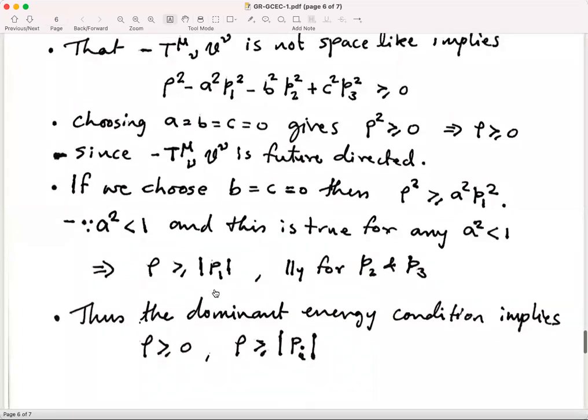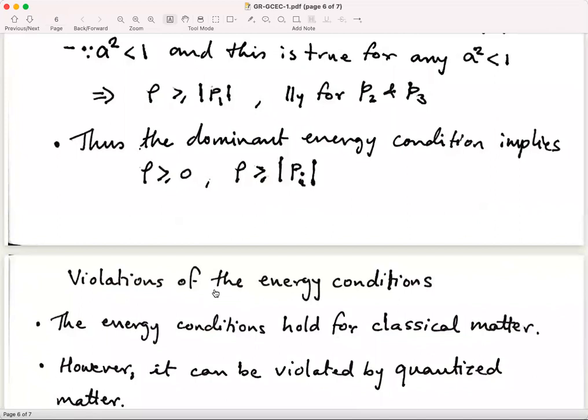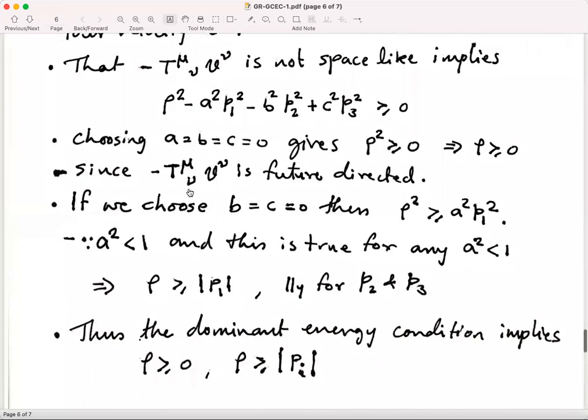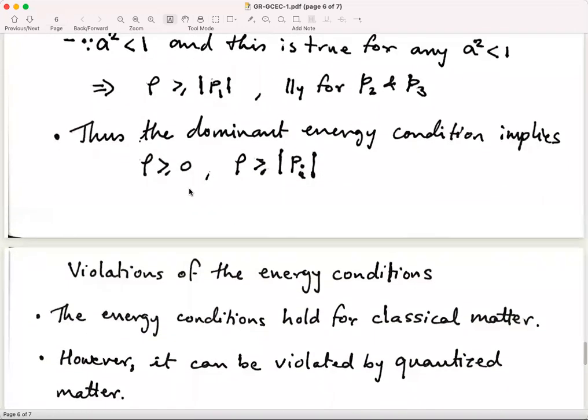Fine. Now the question is, are these conditions necessarily valid all the time? The answer is that yes, they are necessarily valid if you are considering classical matter, because these are conditions that we impose by hand. However, that's not true if you are studying quantized matter. Remember, we are not talking about quantum gravity; we are still talking about quantized matter in the presence of gravity. Gravity could still be classical, or just a fixed curved background, not even dynamical. Even then, if you are studying quantum field theory in the background of such a curved geometry, you may find that these energy conditions are violated by the quantum matter.